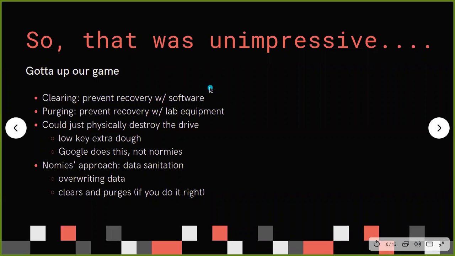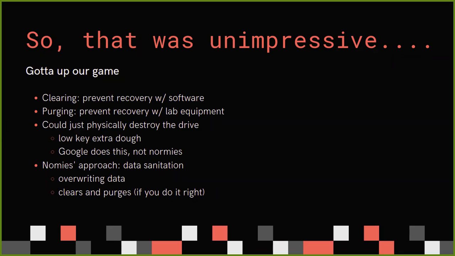But if we want to actually delete something to the point beyond recovery, there are two perspectives that are taken in forensics. One is you want to achieve clearing, where software cannot recover it, and you want to achieve purging, where lab equipment cannot recover it. So one option, of course, is you could just obliterate your disk. If you wanted to, you could put it in a shredder, a really, really good shredder, and then it's destroyed. Nobody can read it. Nobody can recover any data.